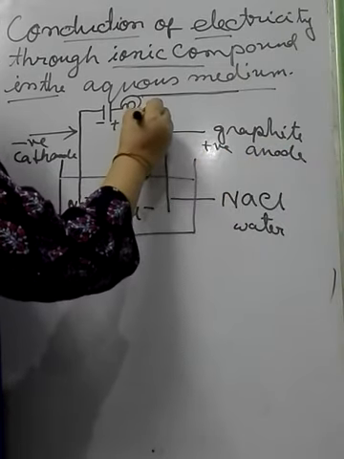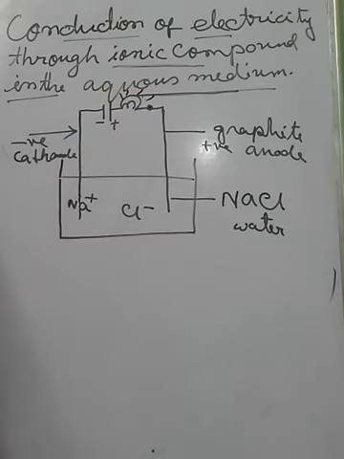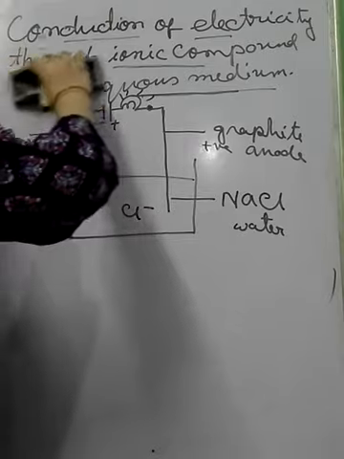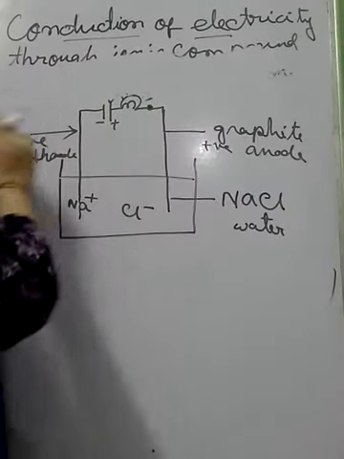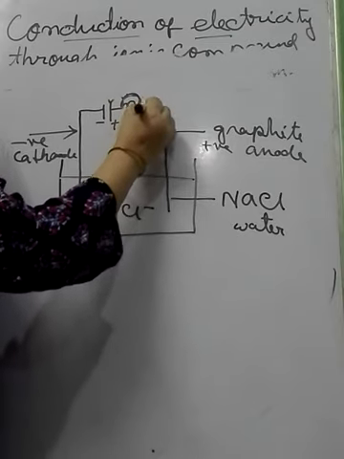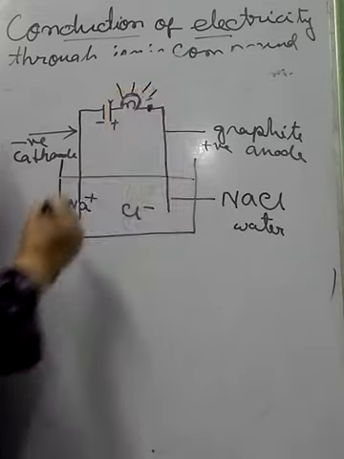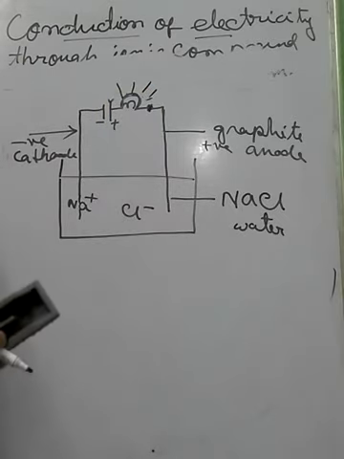Now if I switch on, I will observe that the bulb is glowing. I will observe that the bulb is glowing in the switch on condition. Let me show you here. This is a bulb. When I switch on, suppose this is the switch, I will observe that the bulb is glowing. Now, why is the bulb glowing here?